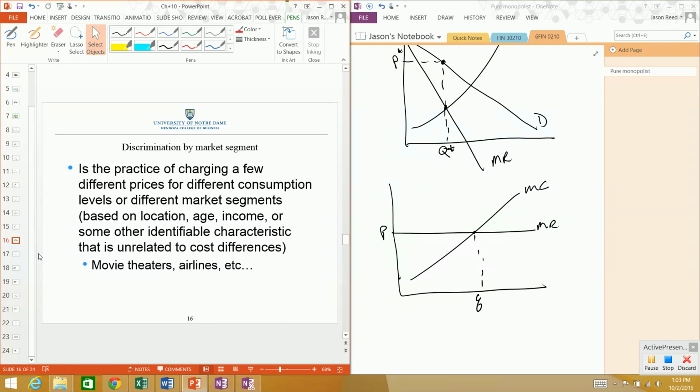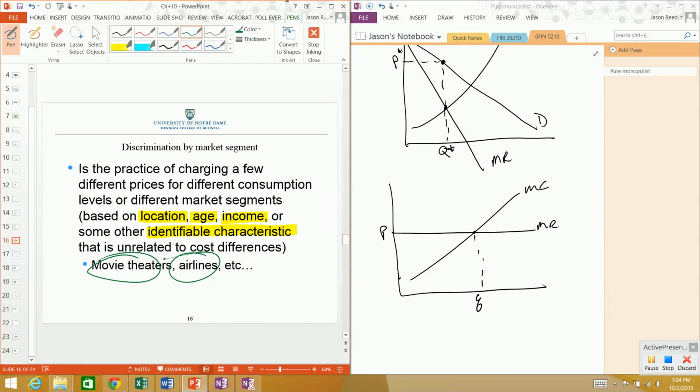But here we're trying to base our segmentation differently. We might be basing it on location, or age, which we're going to see a lot. Income is really important, or maybe some identifiable characteristic that might be unrelated to cost differences. So who does this? Who are the industries that take advantage of this? Well, clearly movie theaters, clearly airlines do.